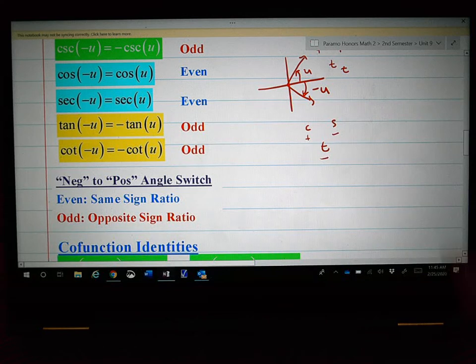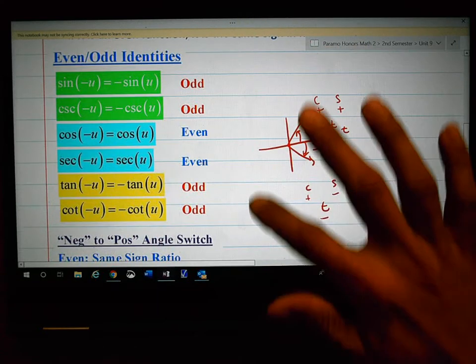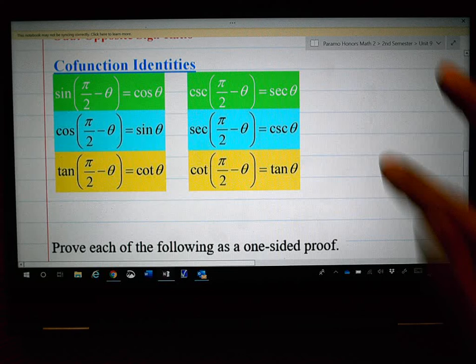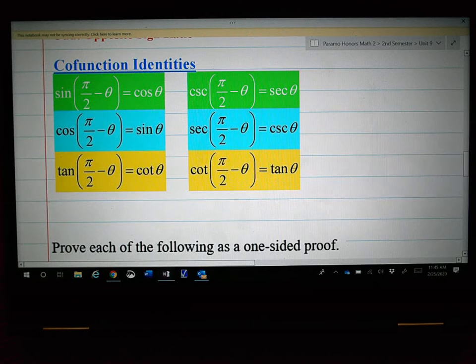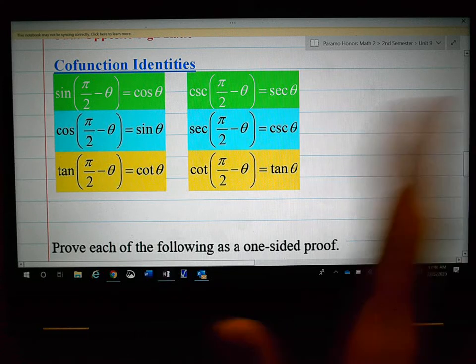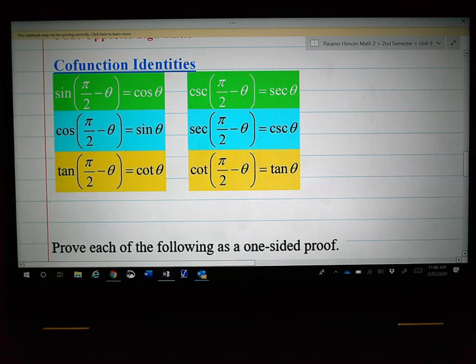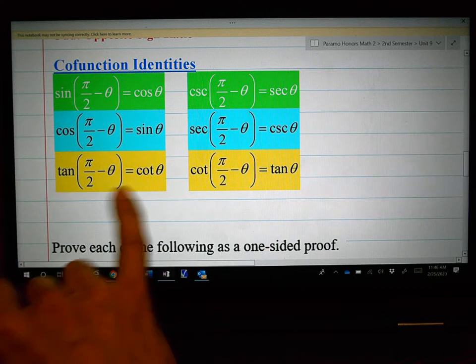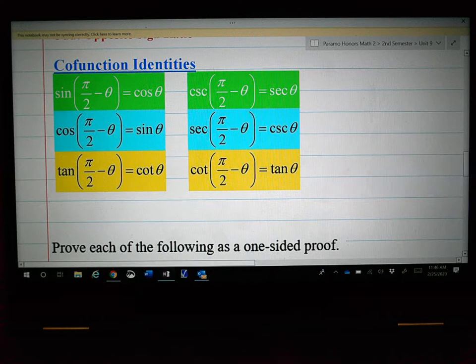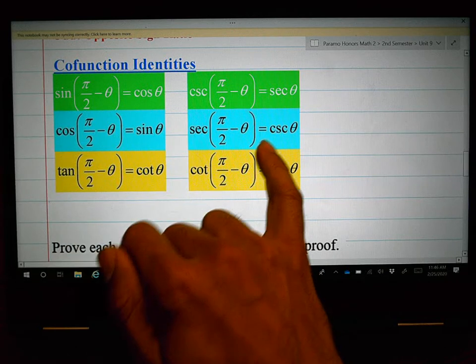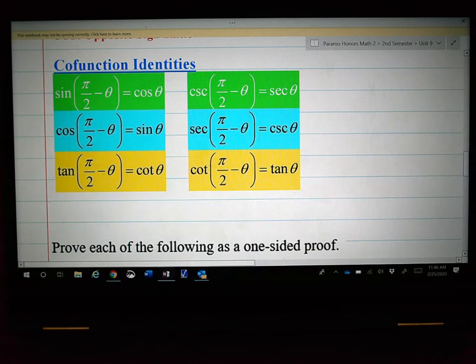First set of minor identities are even and odd. Second set are something called co-function identities. It's a way to switch from sine to cosine, or cosine to sine, or from tangent to cotangent, or cotangent to tan, or from secant to cosecant, or cosecant to secant. In this example, I put pi over 2, but remember it's the same thing as 90 degrees.